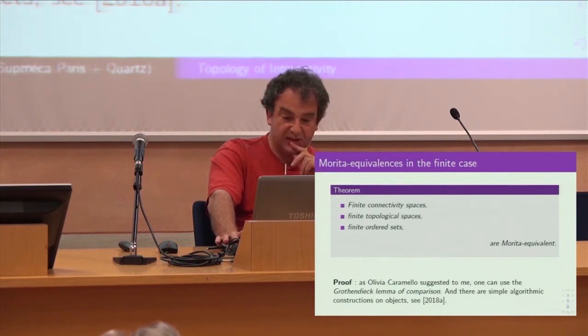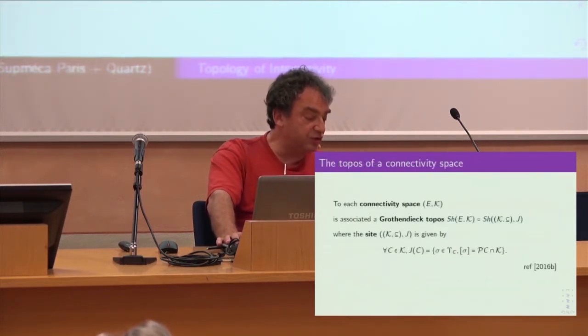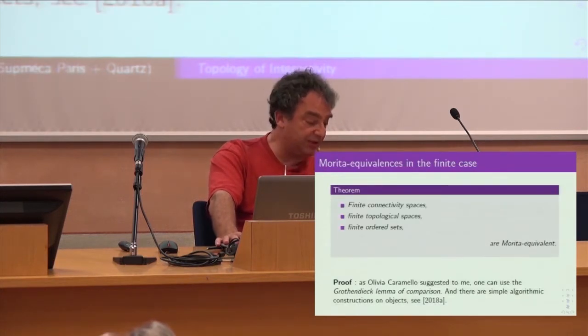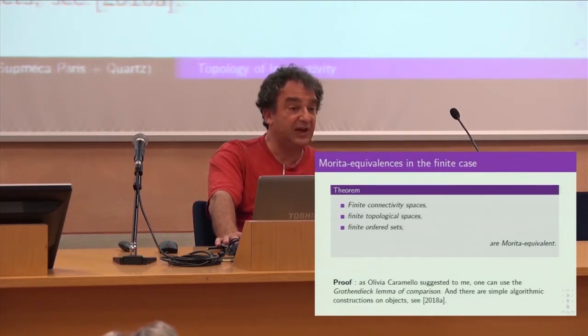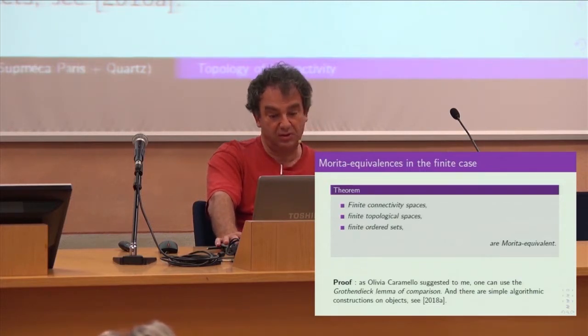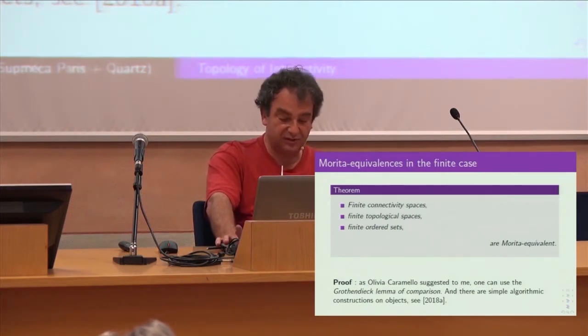In the given reference, I gave a construction to obtain a sober topological space given any finite connectivity space, and reciprocally to obtain a connectivity space in which points are not necessarily connected to themselves given any topological space, such that these spaces are Morita equivalent. Toposes of sheaves on finite connectivity spaces or on finite topological spaces are of pre-sheaf type. They are toposes of pre-sheaves on finite ordered sets, with the trivial topology, the less constraining topology.